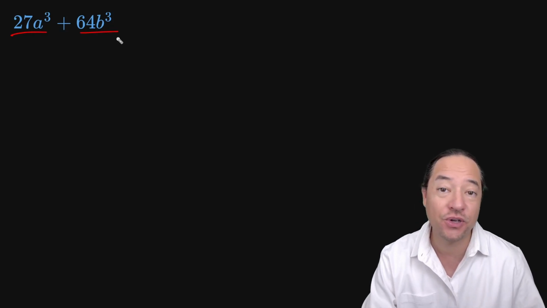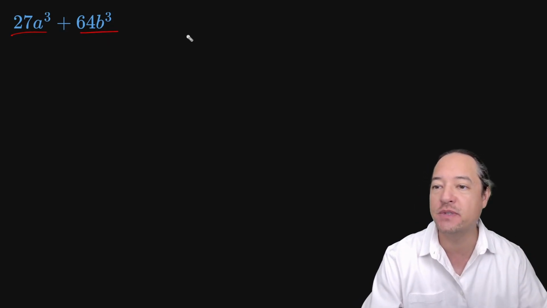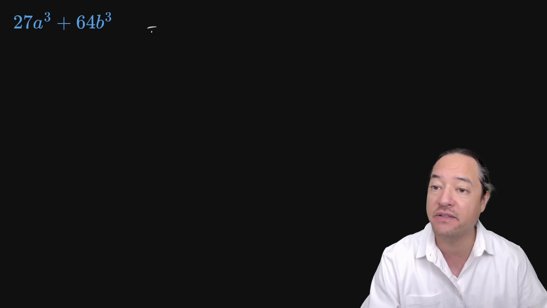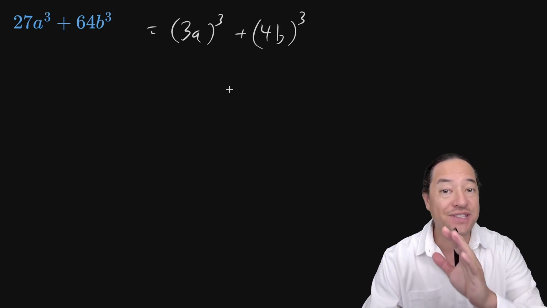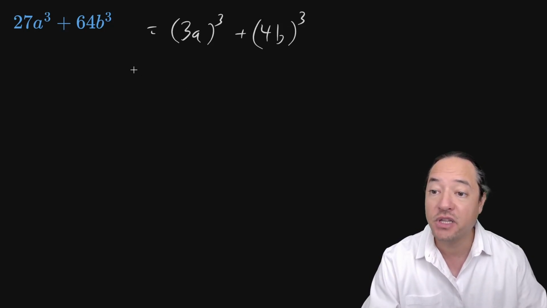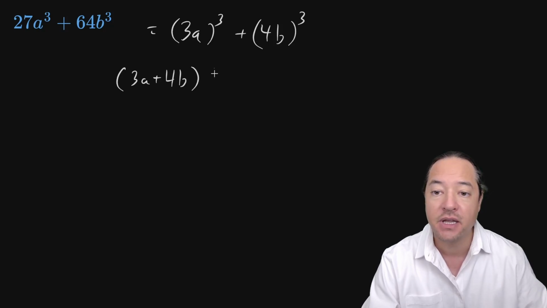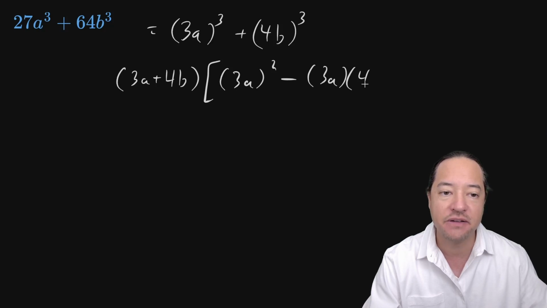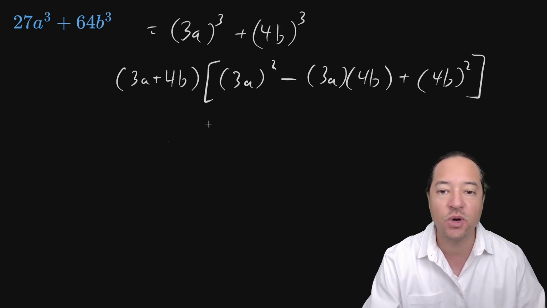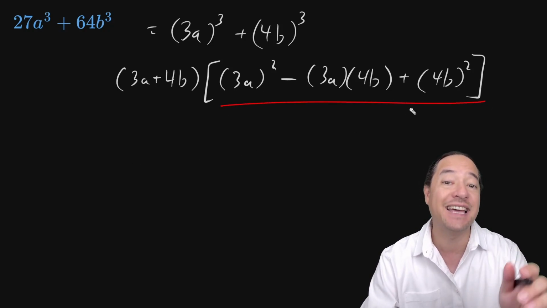Let's look at this last one now. Notice that these also look like cubes, okay? So the sum of two cubes: I'm going to try and rewrite this in terms of some 3a cubed plus some 4b cubed. The formula to factor this gives us 3a plus 4b, and then we multiply that by 3a squared minus 3a times 4b plus 4b squared. And that's what this entire last term is going to be. Let us simplify it next.